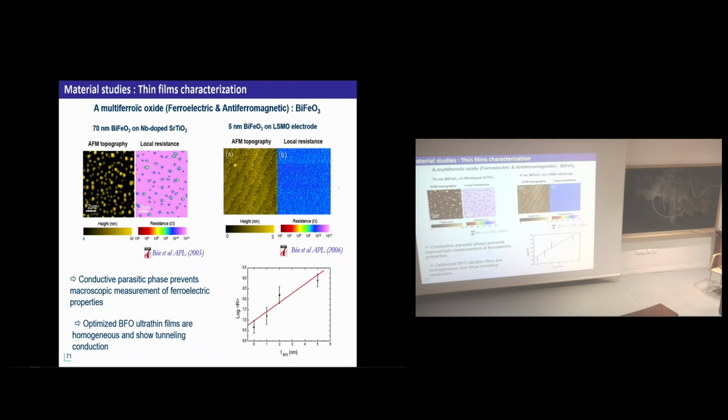Here you can see a scanning resistance image of BFO on an electrode, but only 5 nanometers. You see you have nice atomic steps, and the resistance is homogeneous, about 10 to the 9th, but we don't really care about the actual value. More importantly, if you change the thickness of the BFO, in this case you can see that you obtain a nice exponential dependence, showing that you have a transport of electrons by tunneling.